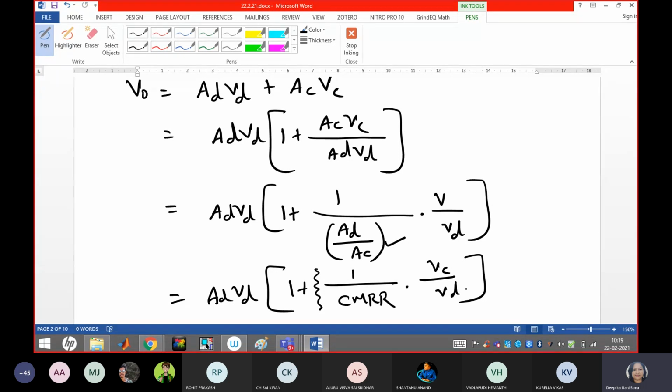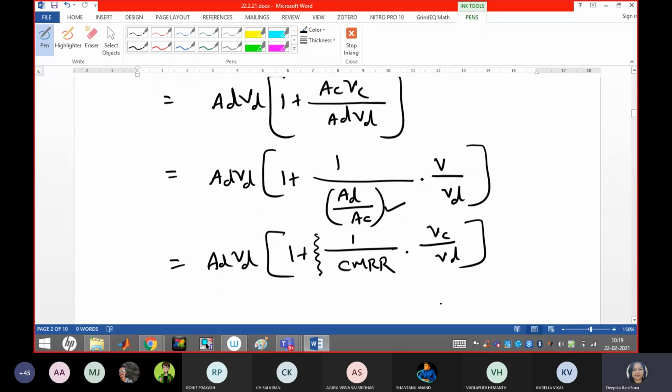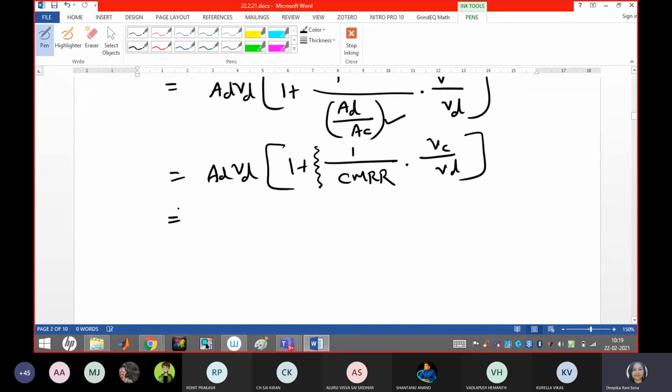So now you tell me, if I want to represent my V0 only in terms of ADVD, which concept is applicable here? Guys, I have already shown you the CMRR value is very high, very high in terms of how much? Infinity, right? So this term is infinity. So what will be this part, the second part? 1 by infinity, 0. So what does V0 stand for? V0 equal to only ADVD.